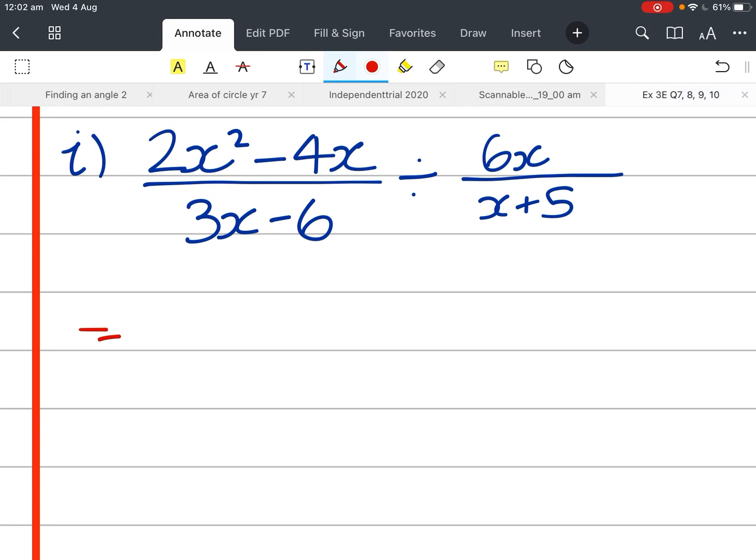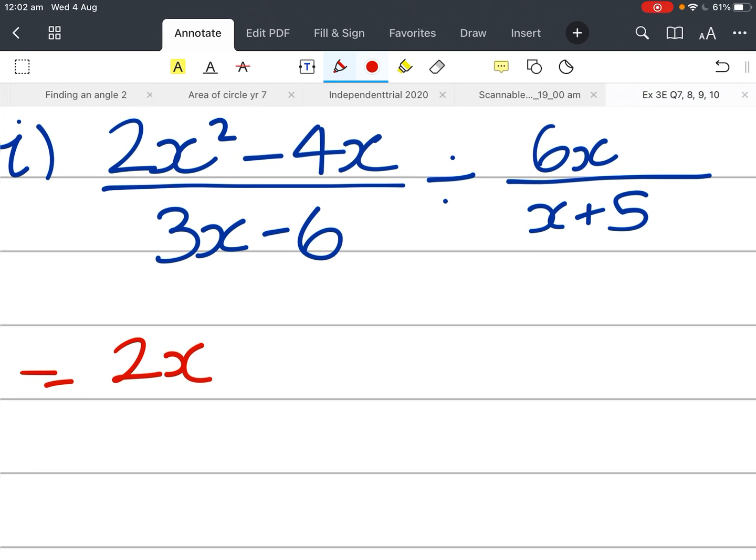All right, so I've got 2x squared minus 4x. Does 2 go into 4 evenly? I think so. So I'm going to factorise. Take the 2 out first. Now have a look. We've also got x squared and x. So they've both got an x, so that means I'm going to take out a 2 and an x.